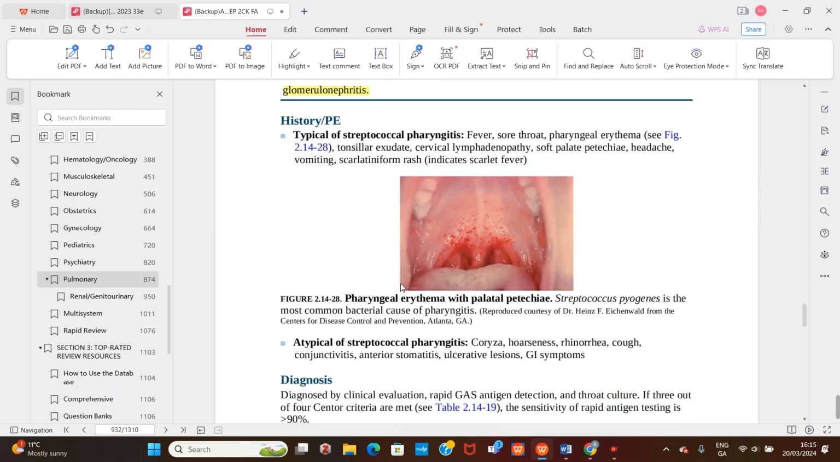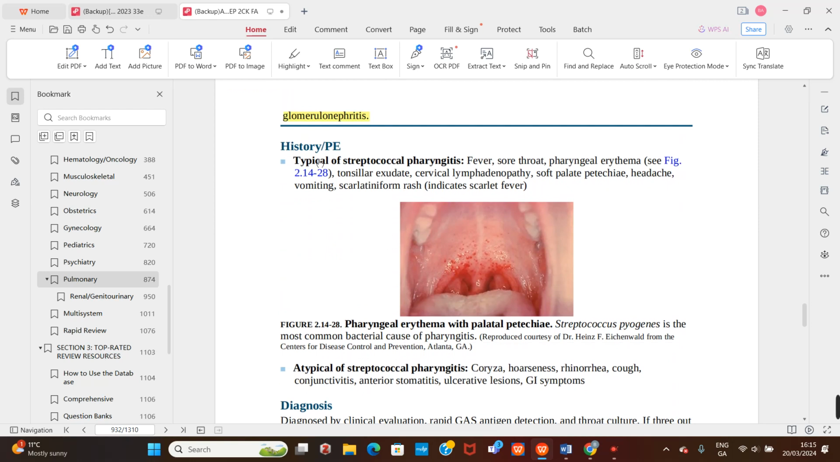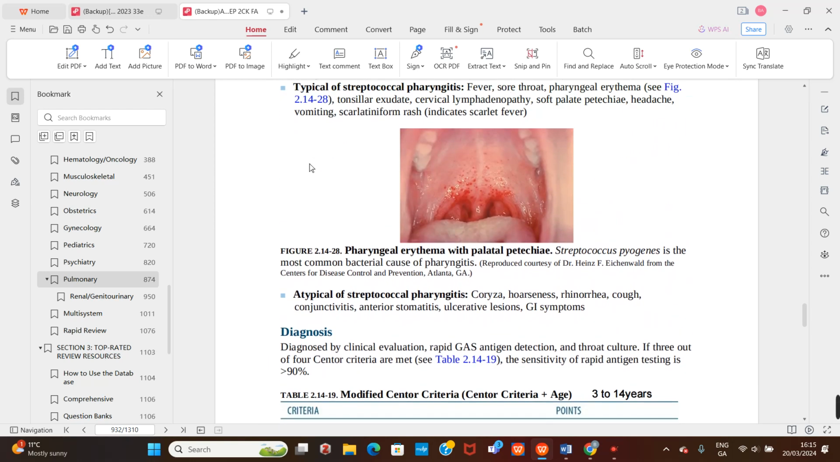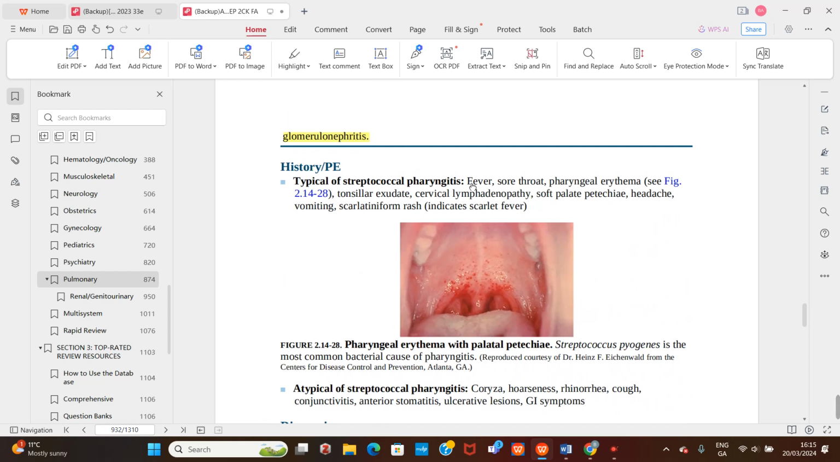So what are the features that are typical for group A streptococcal pharyngitis? Of course, history of fever, because it's an infection, so you expect fever, sore throat, tonsillar exudate, very important. Fever greater than 38, tonsillar exudate. You see some whitish spots within the tonsils. They are going to have tender cervical lymphadenopathy, a very important feature.